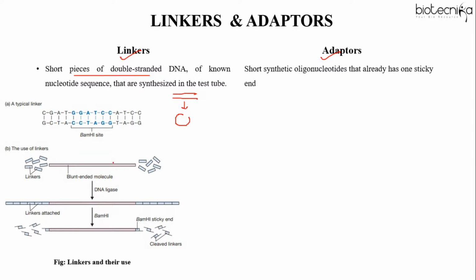If you have a blunt-end molecule as shown here, we want to convert the blunt ends into sticky ends. This DNA molecule has a blunt end. How will you convert it into a sticky end? For that, we are going to attach a linker. A linker is a short piece of double-stranded DNA of known nucleotide sequence.